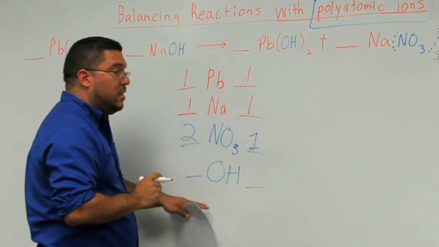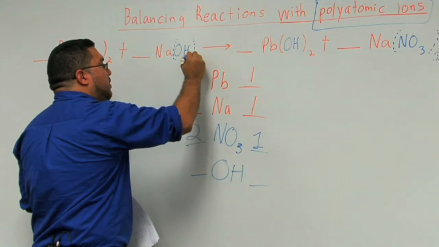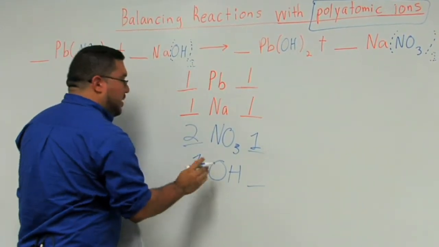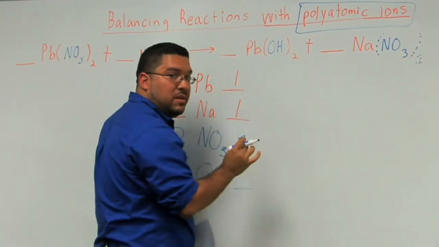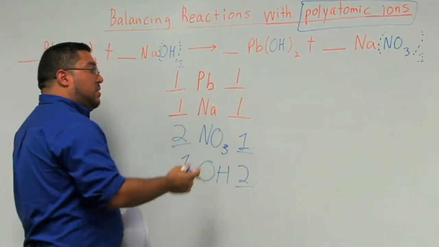What about hydroxide? Well, on the left side, again, I don't see any parentheses, so I know that there's an invisible 1 on the outside. What about on the right side? Here, it does have a subscript of 2 on the outside. So that means that I have 2 hydroxides on the right side. Now I just need to balance this.